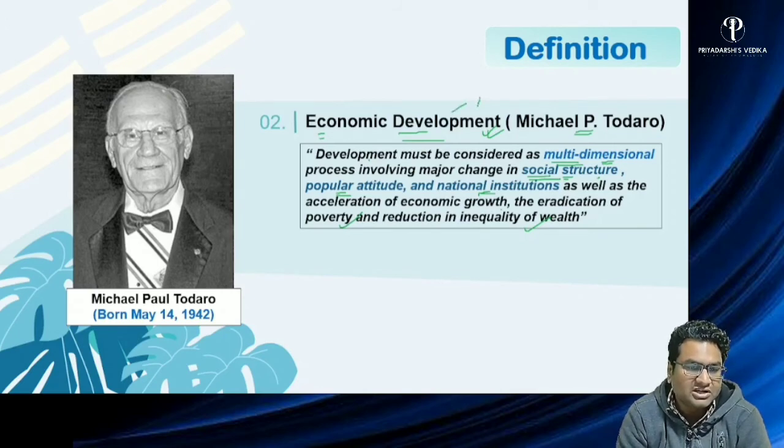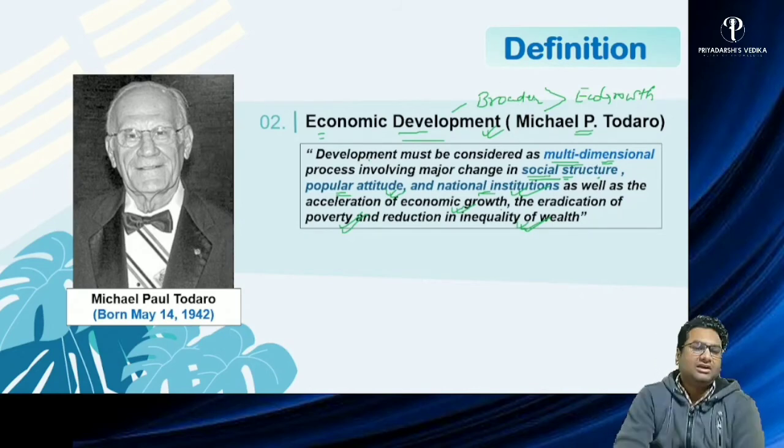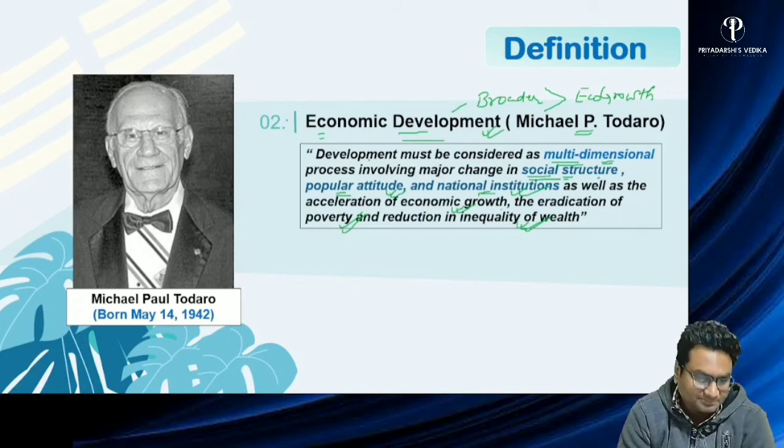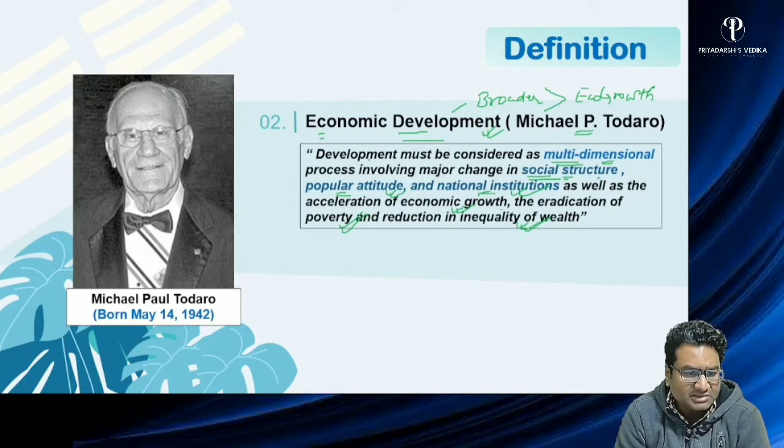Means development is, by definition only, a broader concept than what? Economic growth, right? You can see he's talking about social structure, the attitude of the society, national institutions, poverty, inequality of wealth, and economic growth also. Means this development aspect includes economic growth as well as the enhancement of the standard of life also. So as you have already understood what is multidimensional, he says development must be considered a multidimensional process which involves major changes in social structure.